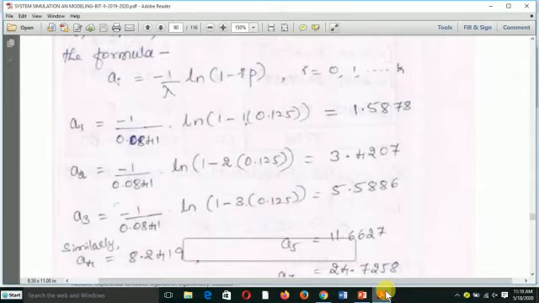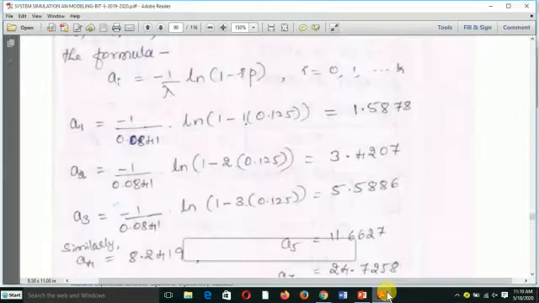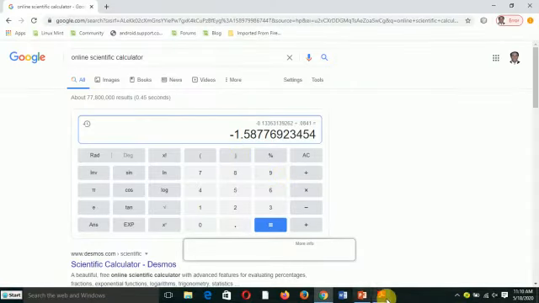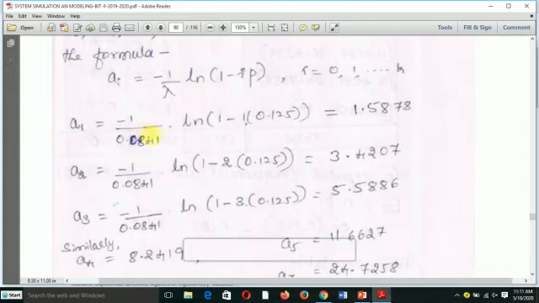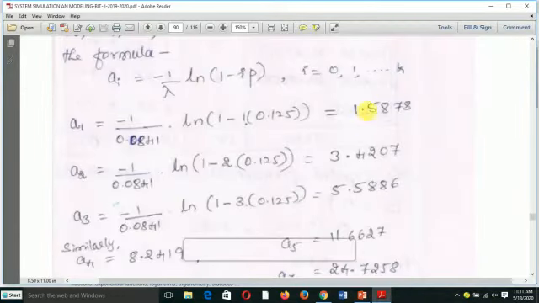I am going to get this value, 1.5878. Okay, you get this minus 1. There's no problem because we have changed the sign here. There is a minus 1, that is why. If we take this minus 1 and this minus 1, it will give us the positive.